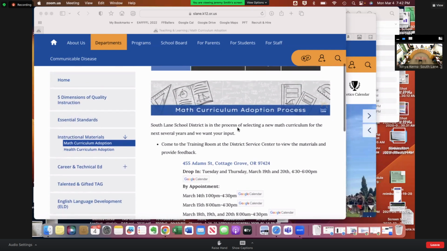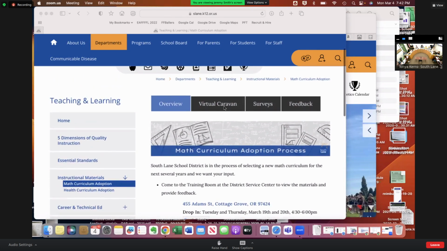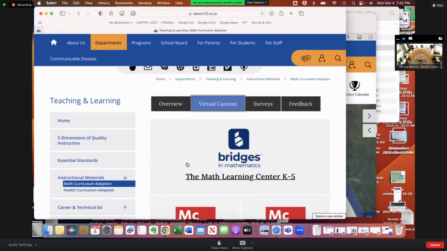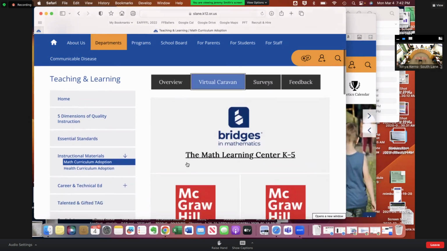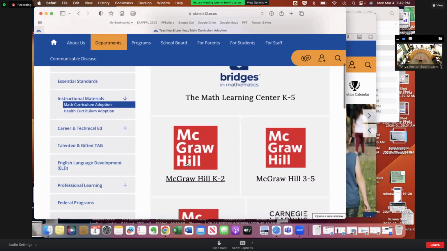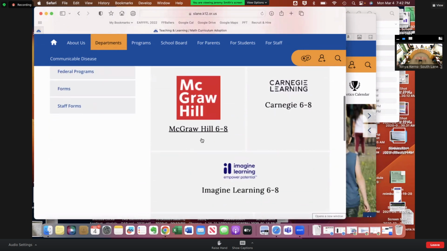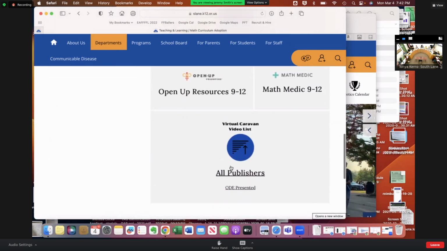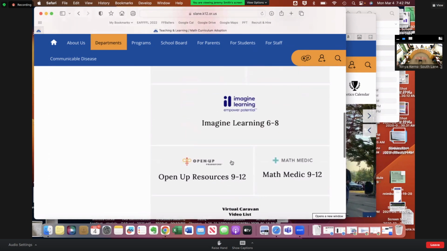So up here, there's different links to be able to do that. This virtual caravan essentially shows them all the materials that they would be able to see in the training room, and in some cases more digitally. So these are the different programs that we chose to pilot in our schools. And so they can just click on any one of these links and go to the information. There's also a list here of all the publishers that were available across Oregon if people want to dive in there.